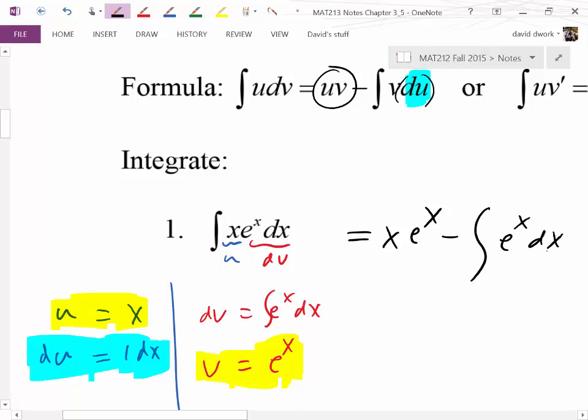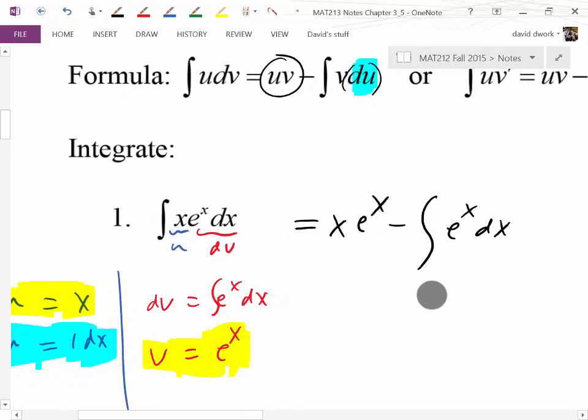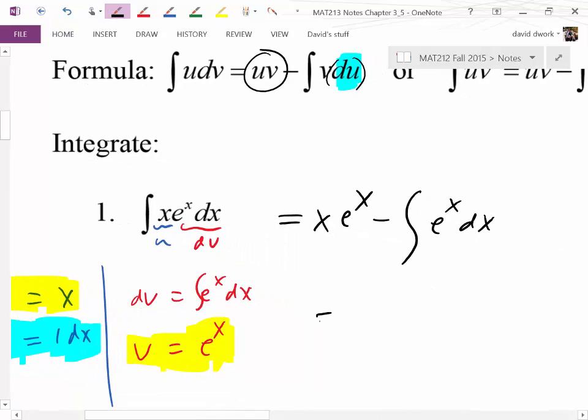So what we're doing is just substituting in all the little pieces. Everywhere we needed a u and a v, we used a u and a v. Here we need another v, and here we need du. And you'll notice what happened: we still have an integral.